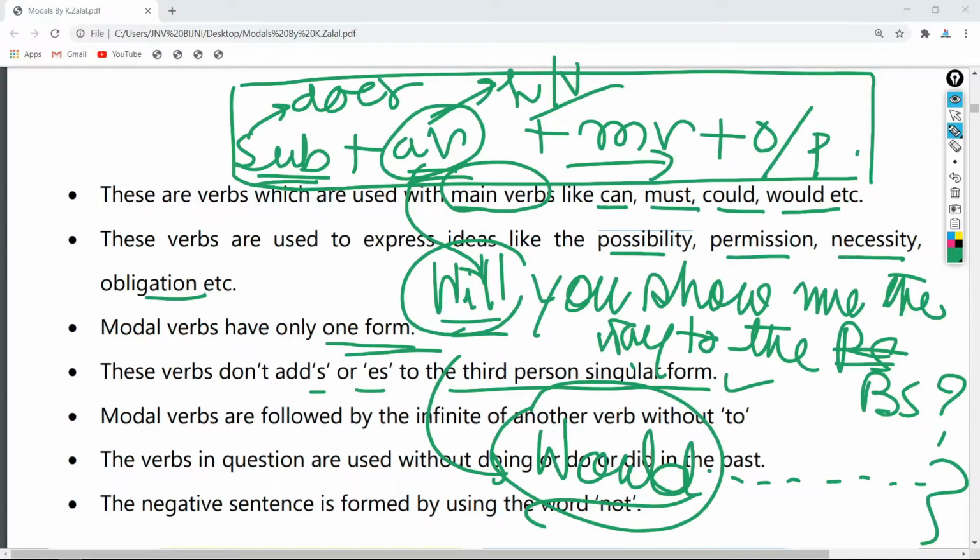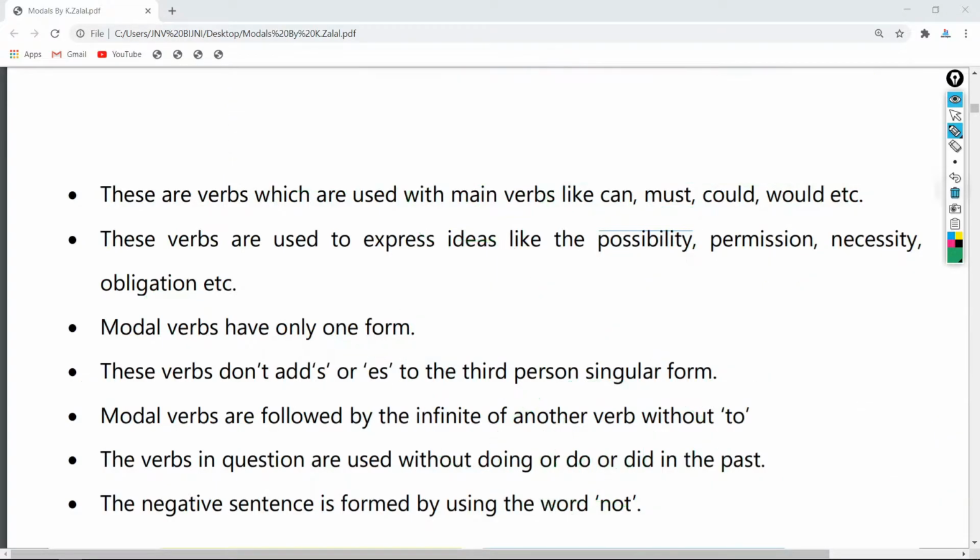Let us discuss this one. This causes a lot of confusion in the mind of the children, and therefore it is better to discuss. Suppose the verb is in present simple, or present indefinite.